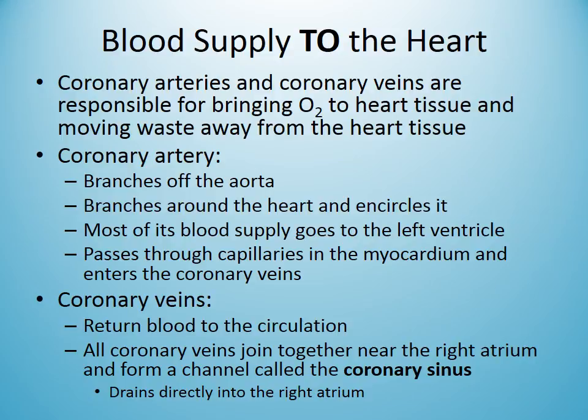The coronary arteries actually branch off of the aorta, and the branches go around the heart and encircle it. Most of its blood supply goes to the left ventricle because that's the one that is going to be utilizing the most energy, and passes through capillaries in the myocardium and enters the coronary veins. So that would then be the deoxygenated blood. And the coronary veins return to the blood circulation.